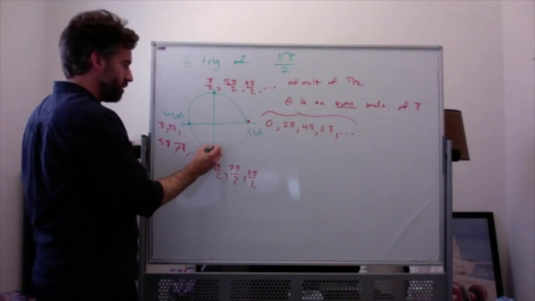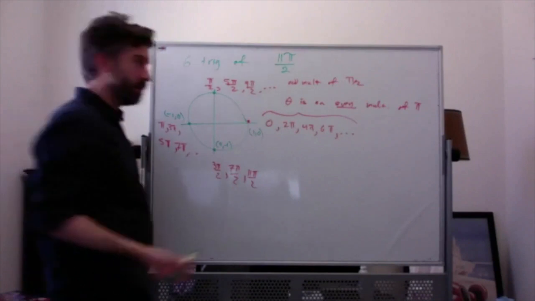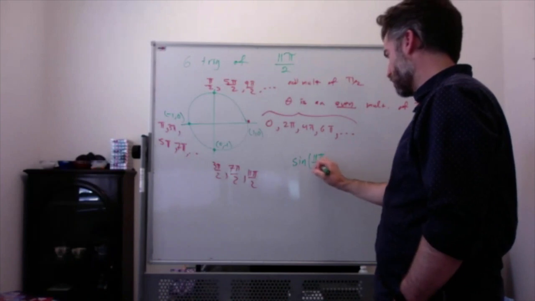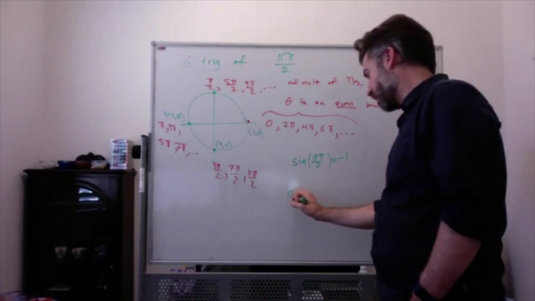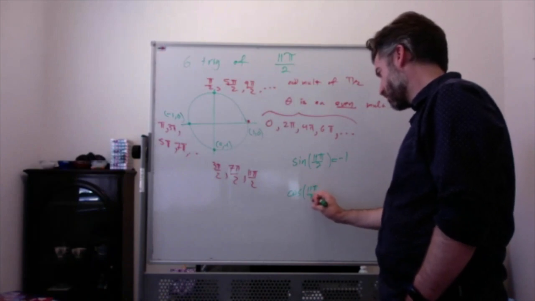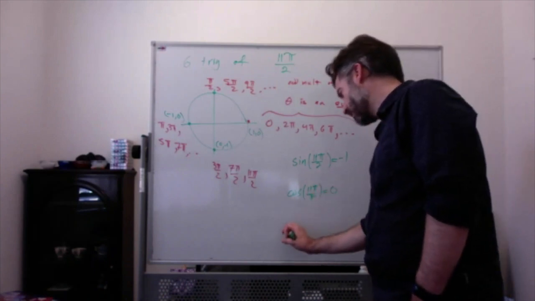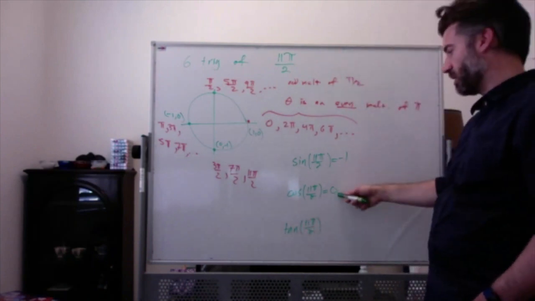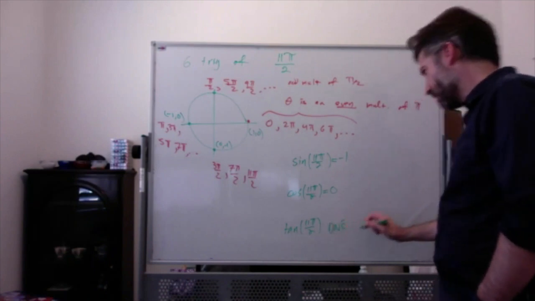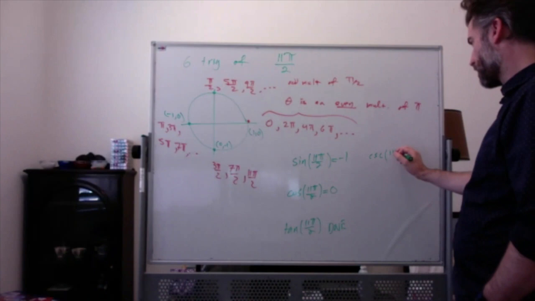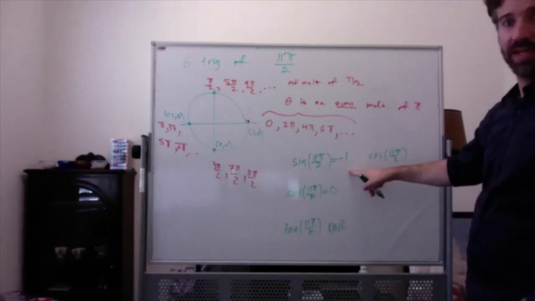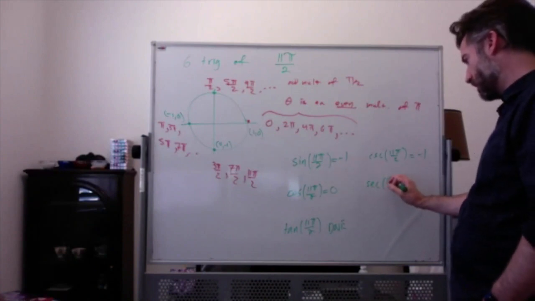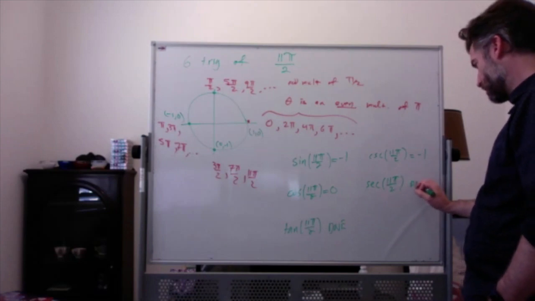So I'm down here at the point 0, -1, where I know that sine of my angle 11 pi over 2 is going to be -1. And cosine of 11 pi over 2 is going to be 0. And tangent of 11 pi over 2 would be this divided by this, which does not exist. And then cosecant of 11 pi over 2, the reciprocal of -1 is -1. The reciprocal of 0 is undefined, so secant of 11 pi over 2 does not exist.